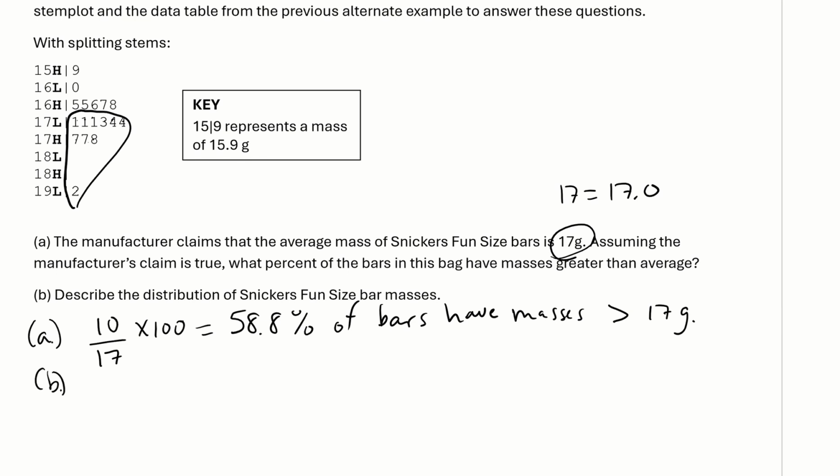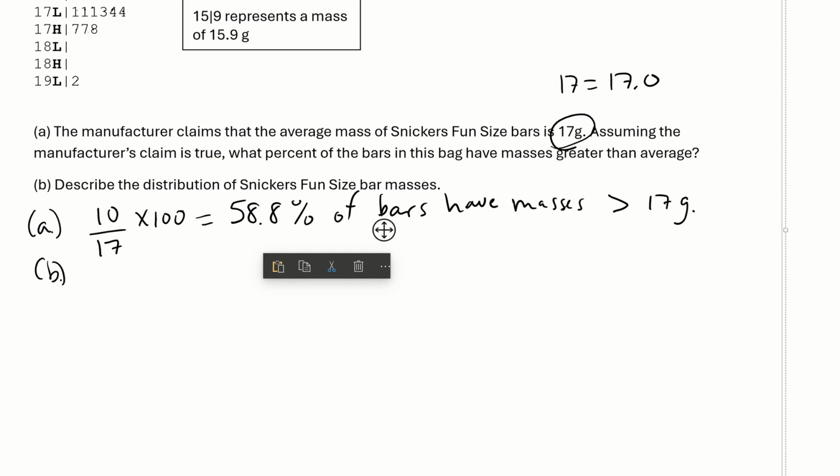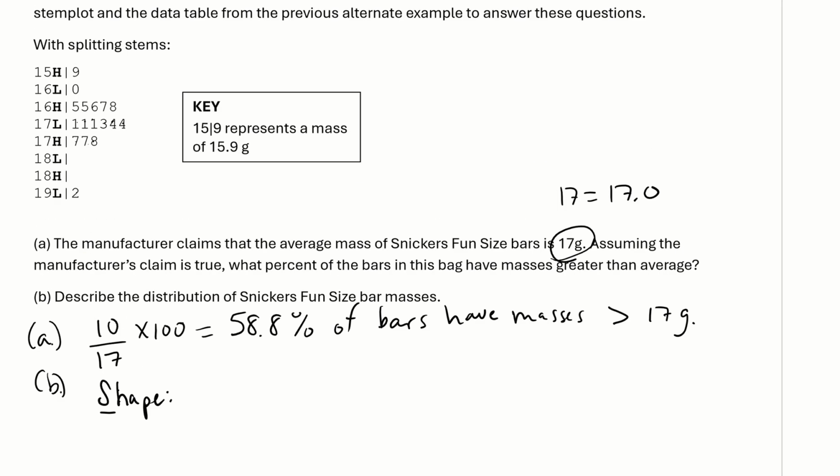All right, so here we go. So part B, describe the distribution of Snickers fun-sized bar masses. So when we describe stuff, remember we need to include the shape, outliers, center, and spread, SOCS, right? So we need to talk about SOCS. So we got shape, that's the S in SOCS. So if we look at the shape, there's a gap here. So we need to talk about that gap. We need to talk about the symmetry, right? There's a single peak here. So this is my single peak.